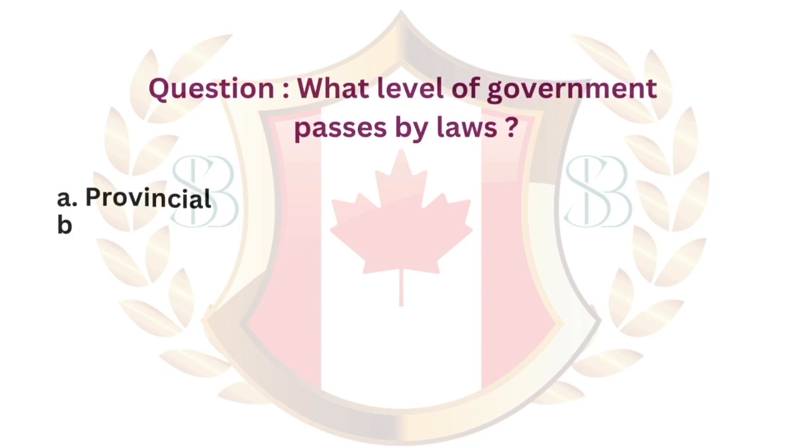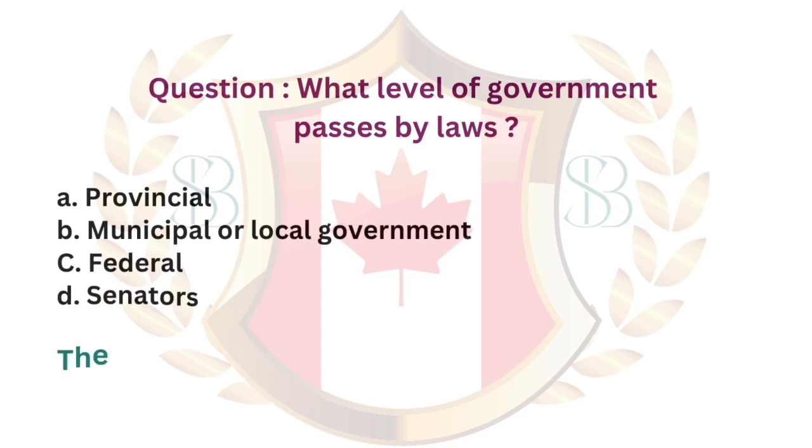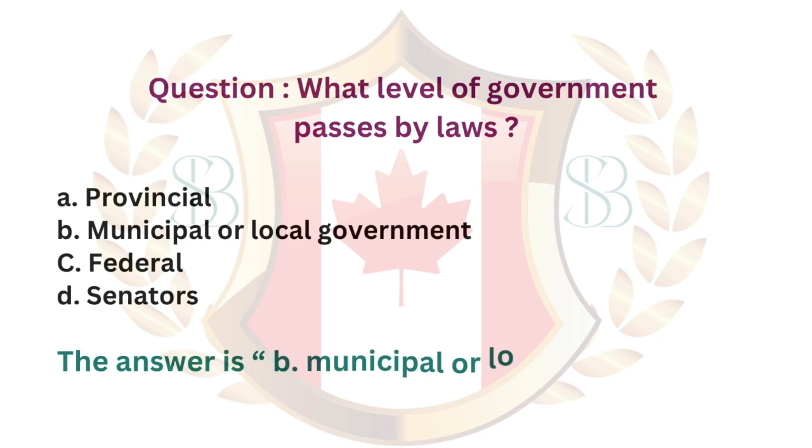Question. What level of government passes bylaws? A. Provincial. B. Municipal or local government. C. Federal. D. Senators. The answer is B, municipal or local government.